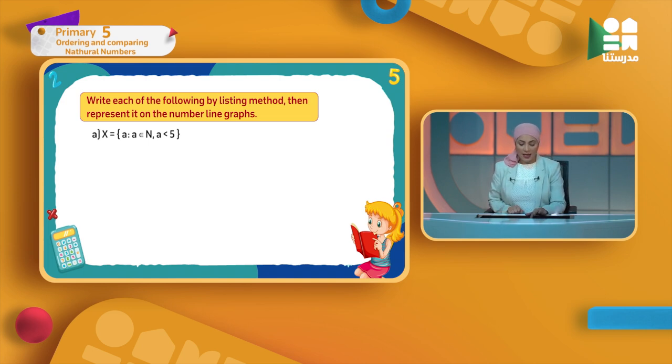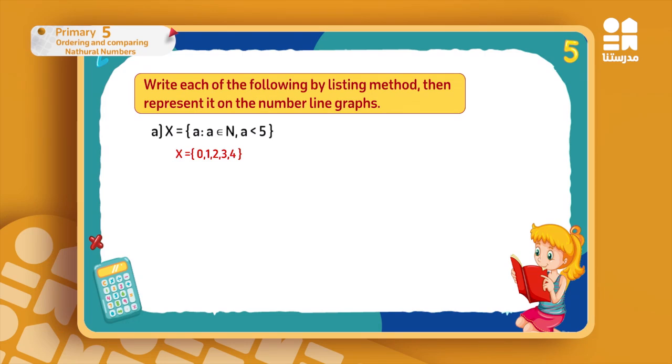Here I have X equals a such that a belongs to N and a is smaller than 5. So X is all the elements smaller than 5 that belong to N, meaning that I start with 0, I don't use fractions, and I don't use decimal numbers. So X equals the set of elements 0, 1, 2, 3, and 4. And I don't take 5 because they said a is smaller than 5.